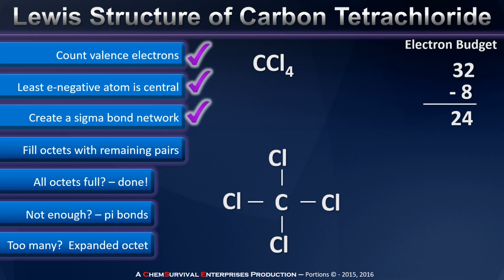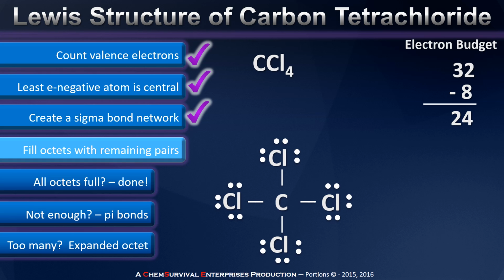Step 4 is to use what's left of that budget to try to give every atom in the molecule an octet. Now, in order to do this, I'm going to give each chlorine 3 more pairs of electrons. So now each chlorine has got 6 non-bonding electrons that I've given it, and that means a grand total of 24 electrons were used to do this. So I've depleted my electron budget. I've finished step 4, and the only job I have now is to review my structure and see if I've managed to satisfy the octet rule for everyone involved.